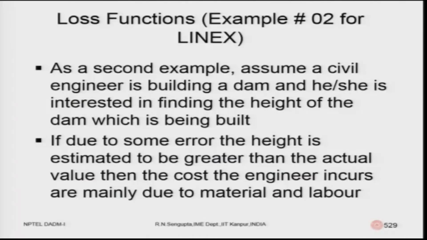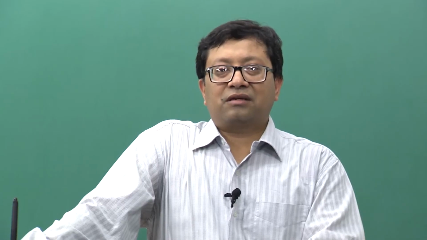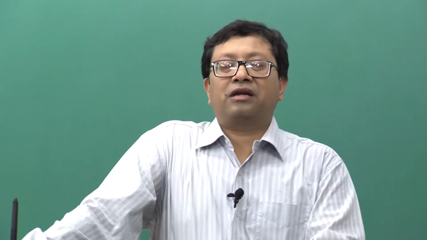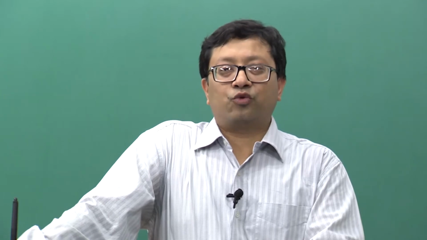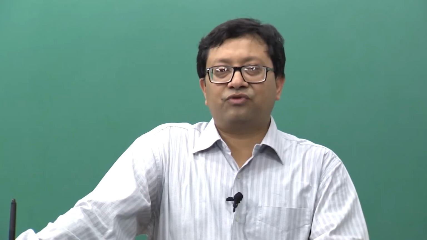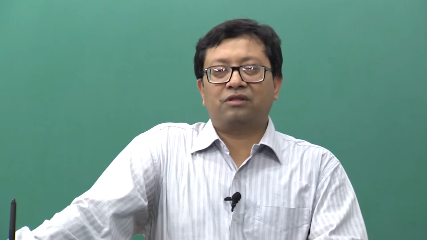As a second example, assume a civil engineer is building a dam. The dam's actual height is, say, 120 feet. In one case you make it 123 feet, and hypothetically another engineer would have given a height of, say, 117 feet. In both these cases the difference is plus 3 and minus 3. For 123 it is 123 minus 120, which is plus 3, and for 117 it is 117 minus 120, which is minus 3.